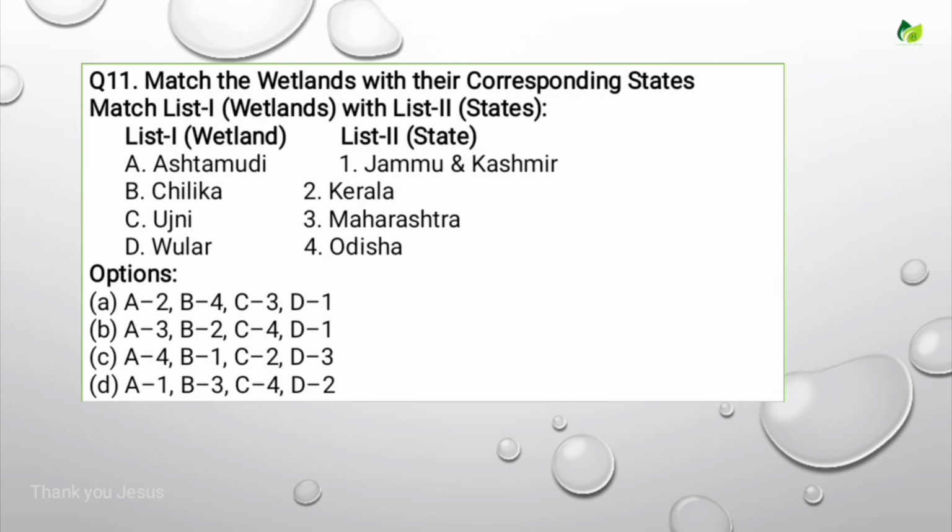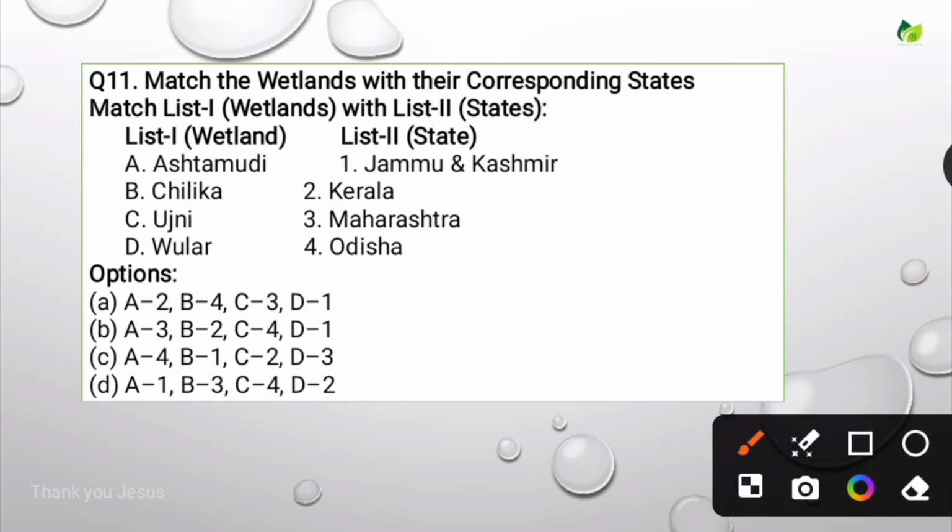Here you have to match list 1 with list 2. List 1 consists of wetlands, list 2 consists of states. You have to match with the appropriate answer. List 1 consists of Ashtamudi, Chilika, Ujni, Wular. List 2 consists of states: Jammu and Kashmir, Kerala, Maharashtra, Odisha. For this, you have to match with the correct options.